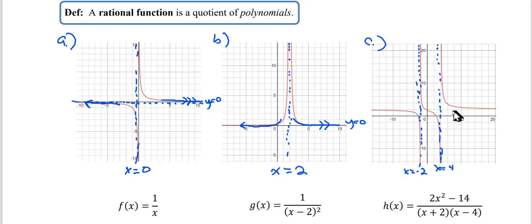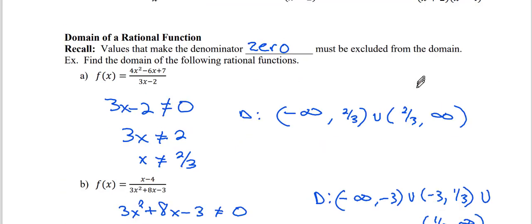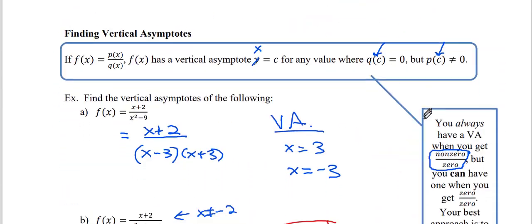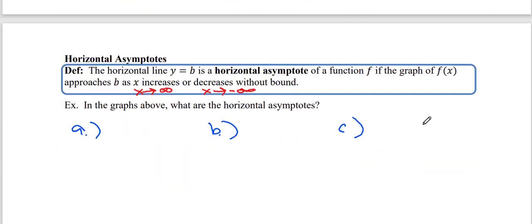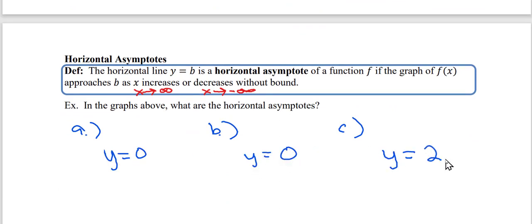Here my graph seems to be approaching this line and the same one on this side. So we seem to have a horizontal asymptote here at y equals, that appears to be 2, right? Because remember the scale on this one is by 2's. Those are our horizontal asymptotes from the picture. Horizontal lines are y equals a number.